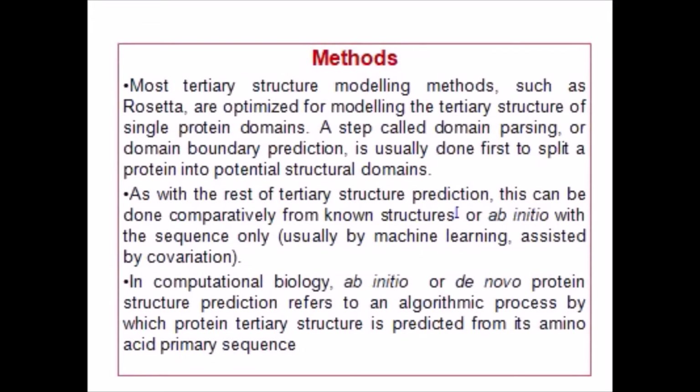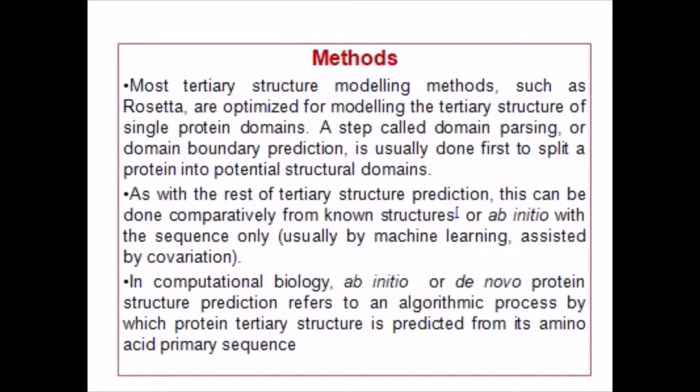Methods used in protein tertiary structure prediction. Most tertiary structure modeling methods such as Rosetta are optimized for modeling the tertiary structure of single protein domains. A step called domain parsing or domain boundary prediction is usually done first to split a protein into potential structural domains. As with the rest of the protein structure prediction, this can be done comparatively from known structures or ab initio with the sequence only, usually by machine learning assisted by covariation.